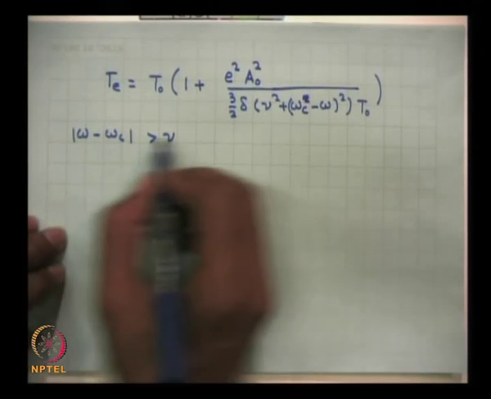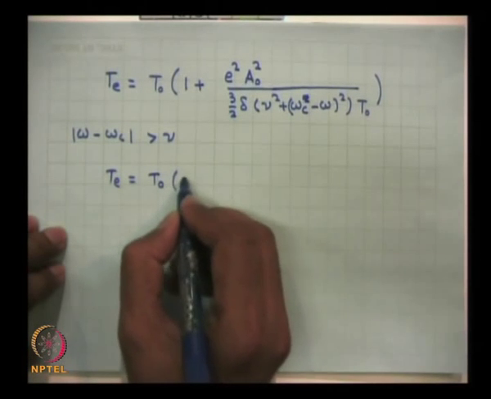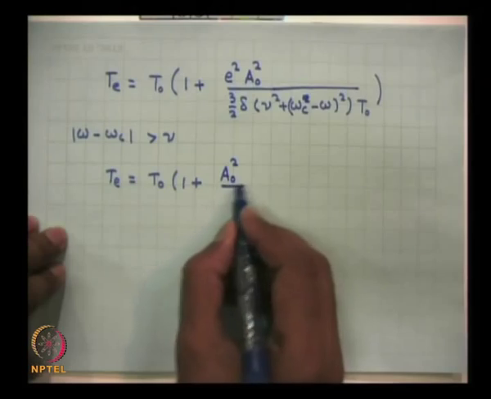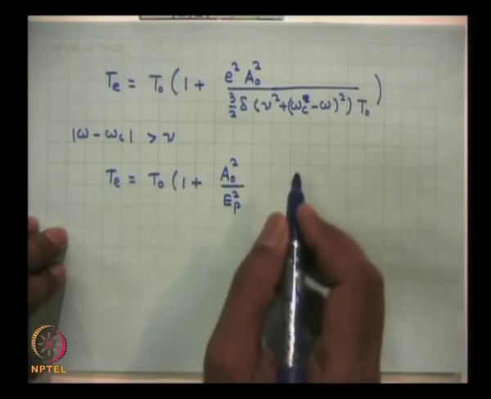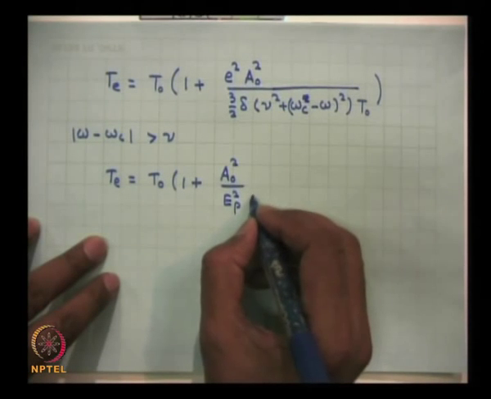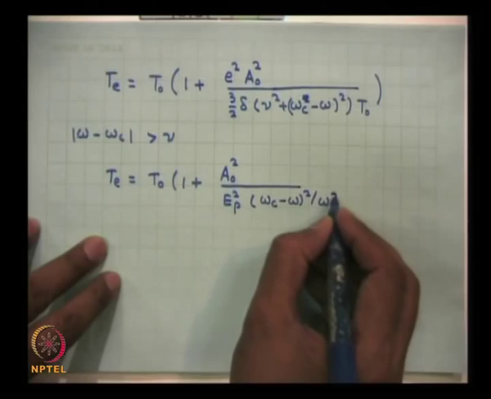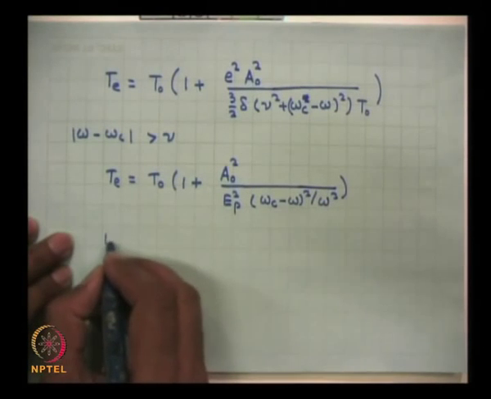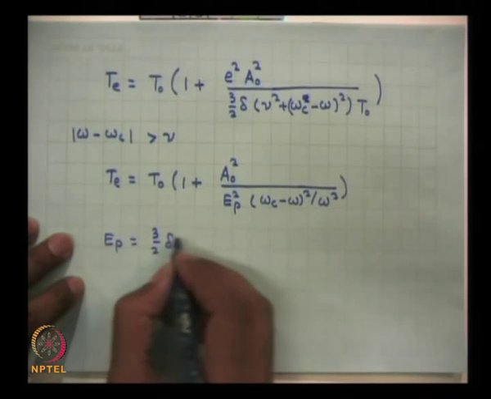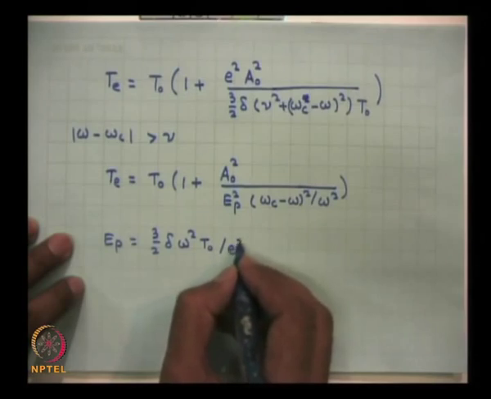So that this difference is still bigger than nu, then the electron temperature is equal to T 0 into 1 plus A 0 square, and this I will call E P square, multiplied by a factor omega c minus omega whole square upon omega square, where I am defining E P as that field given by 3 by 2 delta into omega square T 0 upon E square.